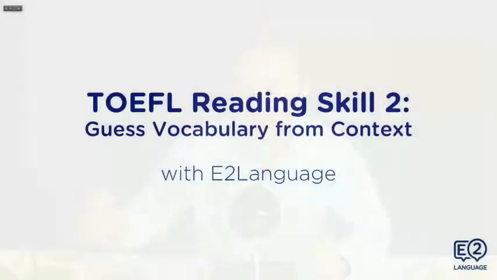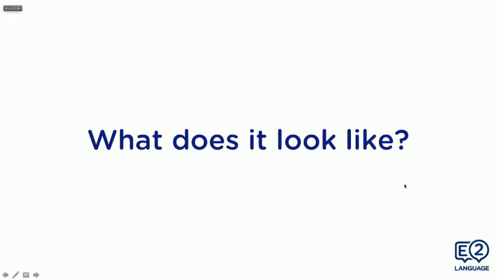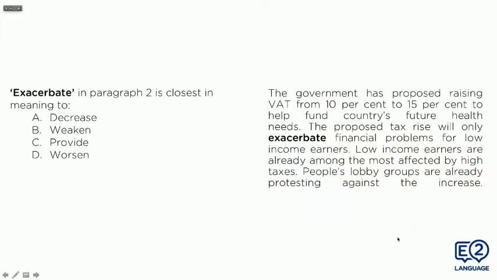Hey guys, in this methods lesson, we're going to look at TOEFL Reading Skill number 2, which is the question type Guess Vocabulary from Context. So first of all, what does it look like on test day? It will look something like this. On the left-hand side, you will see the question. On the right-hand side, you will see a paragraph or the text.